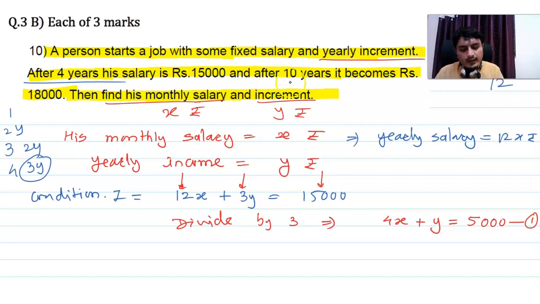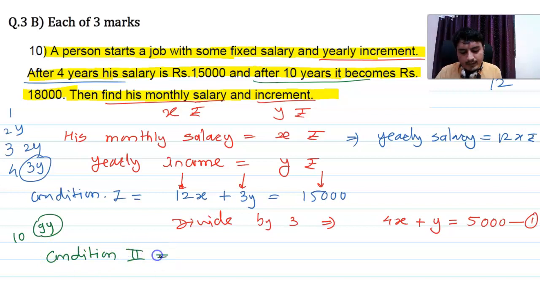Now look at the next condition. After 10 years, what is the increment? Once we have after 4 years 3Y as the increment, less by 1, then after 10 years we have the increment 9Y. So, writing the second condition: as per the second condition, the yearly salary we have 12X, and the increment in the salary after 10 years we have 9Y, and this salary after 10 years is given as 18,000.